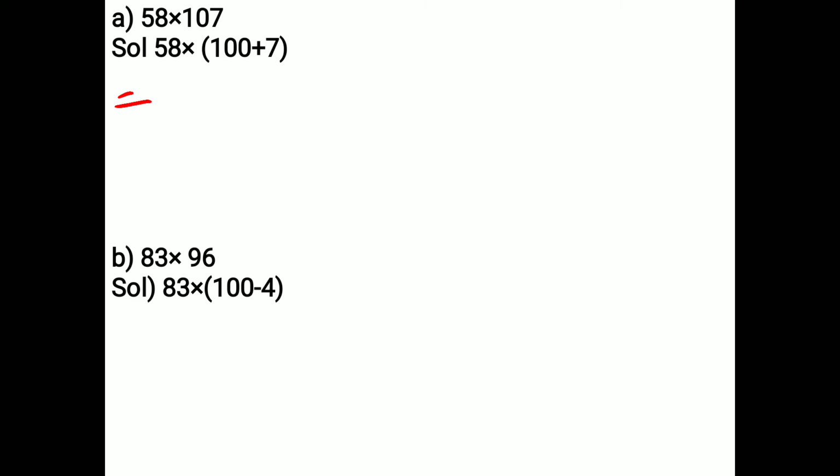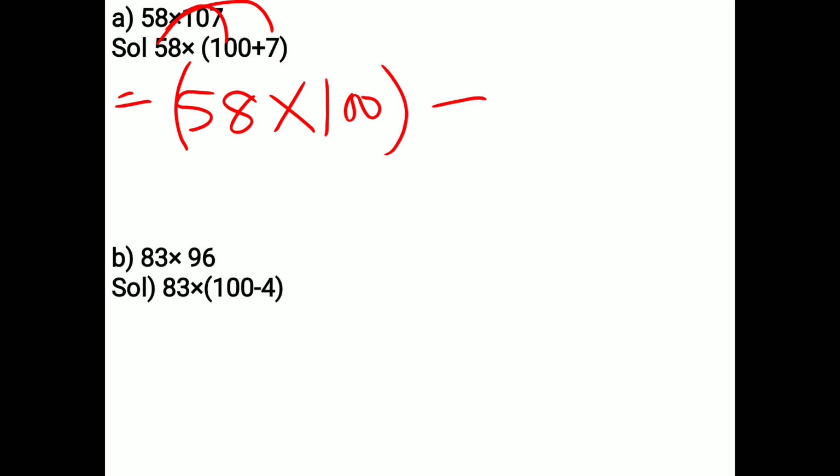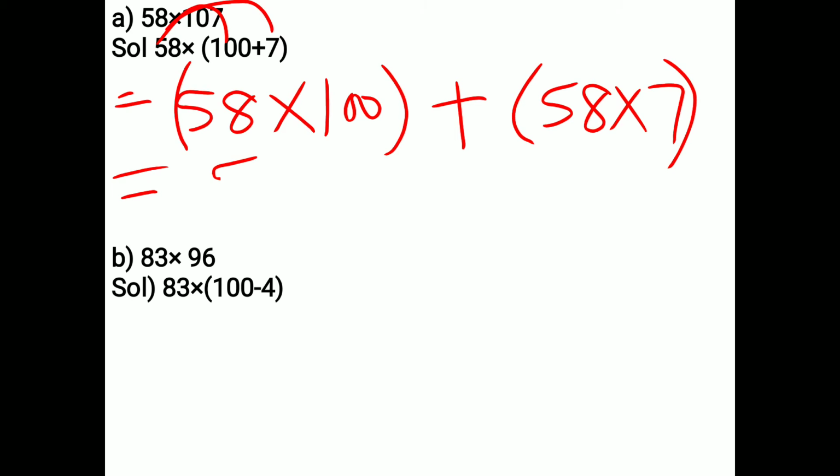58 into 107. 107 I expand because 107 is bigger than 100. So what I do? Firstly I multiply 58 with 100 and then with 7. 58 into 100, put in a bracket, plus, because there is a plus sign. Then 58 into 7, put in another bracket.